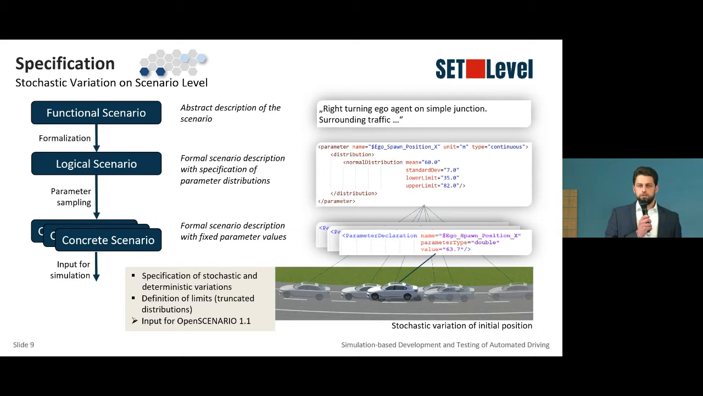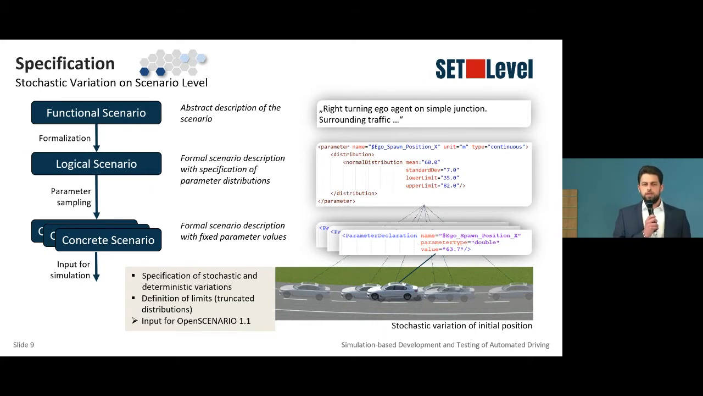Now, in order to execute this logical scenario, we will apply a parameter sampling algorithm that will result in concrete scenarios. Here you can already see that from one logical scenario, we generate multiple concrete scenarios, which are then subsequently executed with the simulation system. In the concrete scenario, through the parameter sampling, we end up with certain values for each of the parameters. In this case, there is a specific value for the initial position of the ego vehicle.